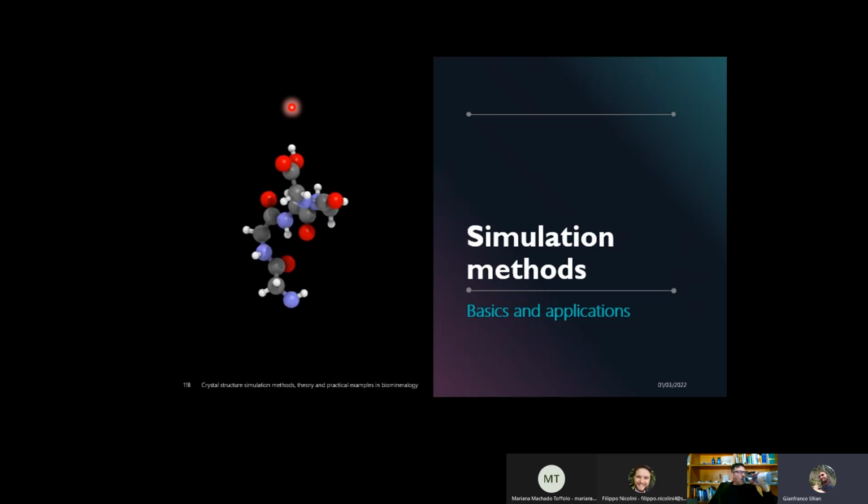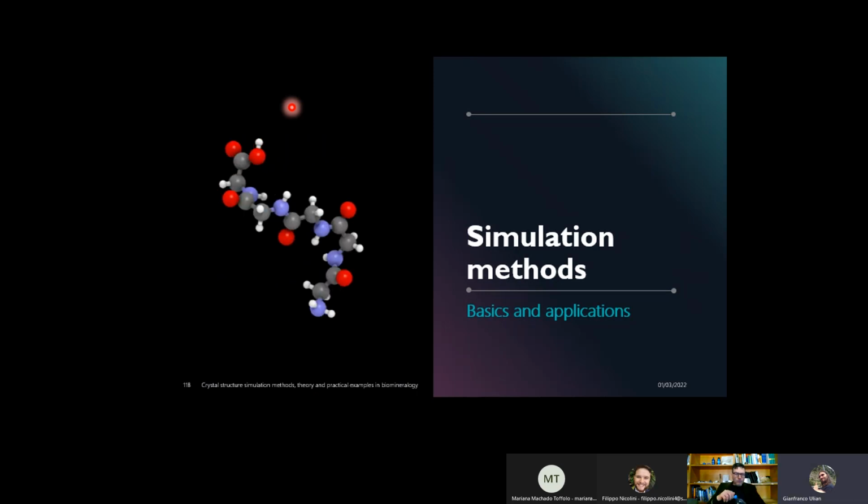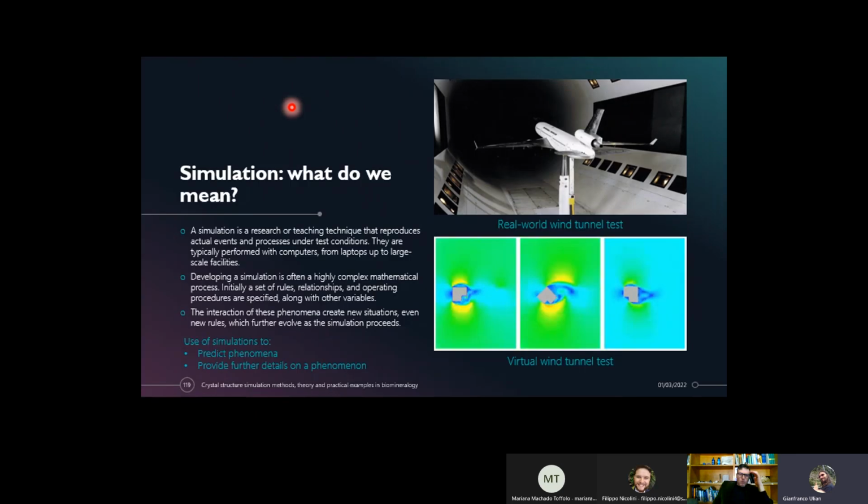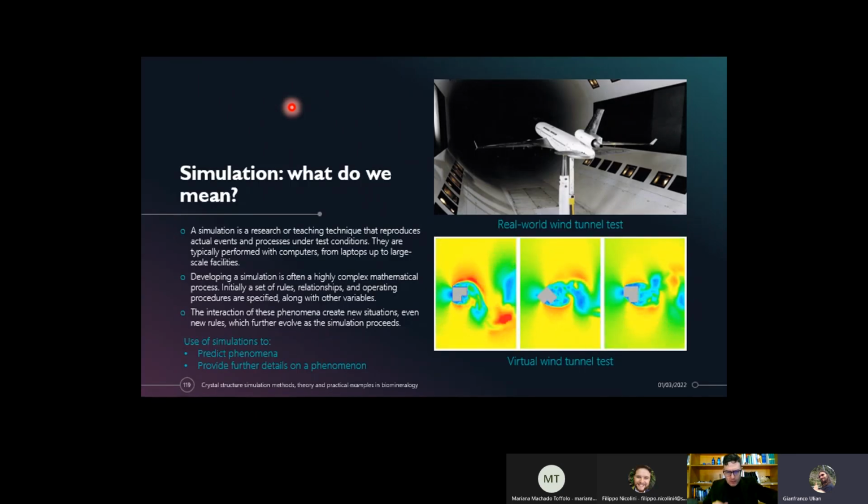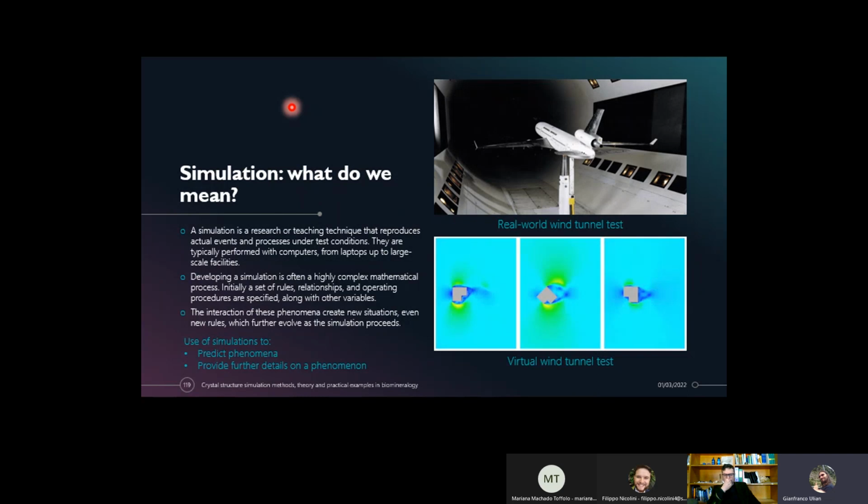Okay, a few words on simulation methods. I'm typically working with both experimental and theoretical methods that employ simulations. Simulation is a research or teaching technique that tries to reproduce an event that happens in the real world, under test conditions, using mathematical and physical rules that describe what happens.